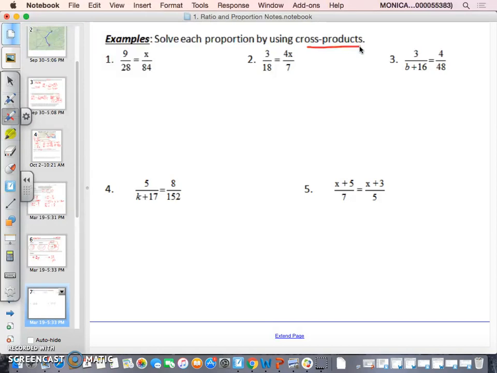And so what you do, you see the equal sign in the middle. So I'm going to use my cross products and solve for x, which is just like what we did in the math problems. So I got 28x equals, well, 9 times 84 is 756. So when I divide both sides by 28, I can figure out that x is going to be equal to 27.